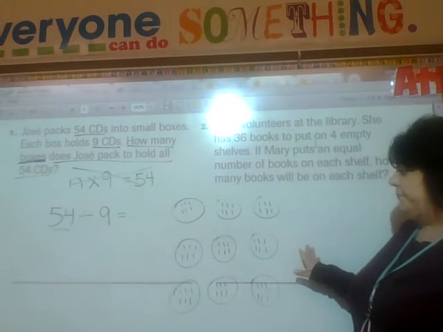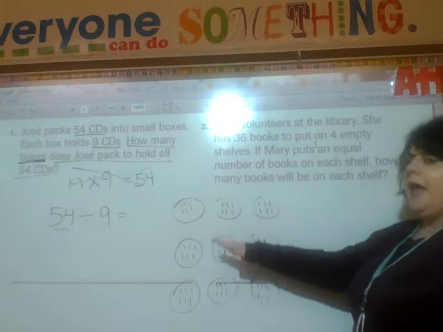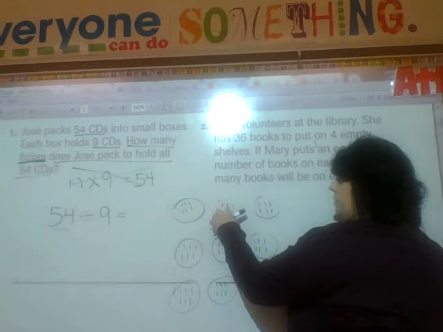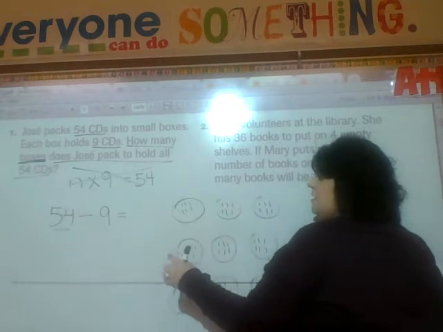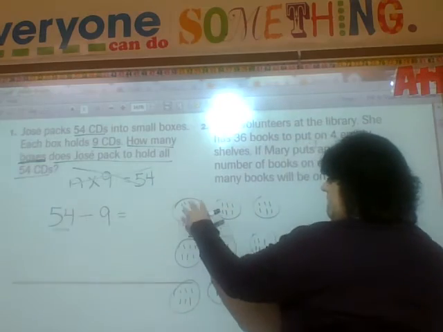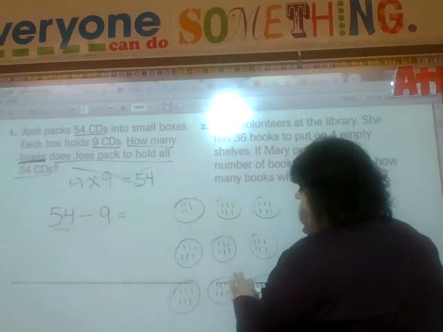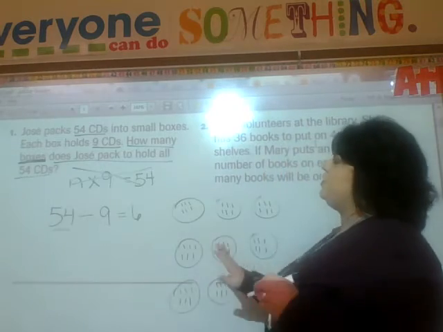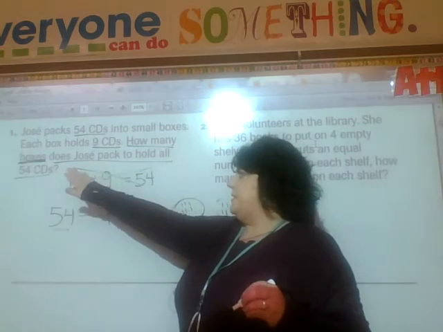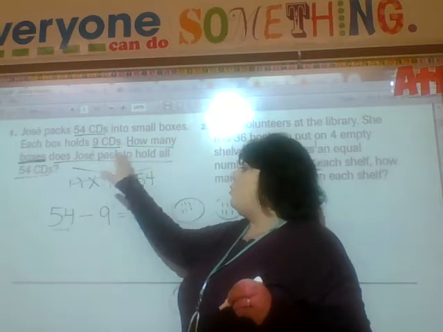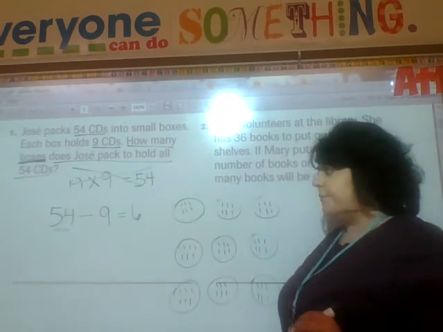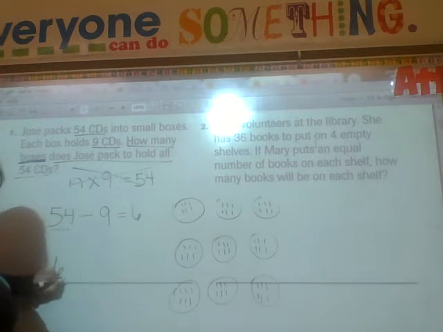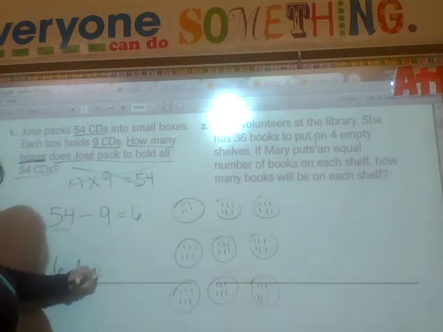Now we're going to say, just like we did in multiplication, how many is in each group? Well, let's count. 1, 2, 3, 4, 5, 6. So 54 divided into 9 equal groups equals 6. So my question said, how many boxes does Jose pack to hold all 54 CDs? We would come under here and write on the line 6 boxes.